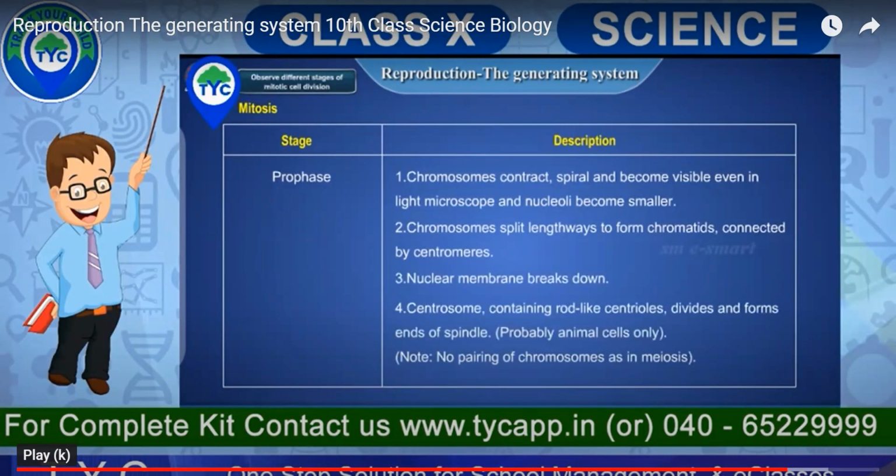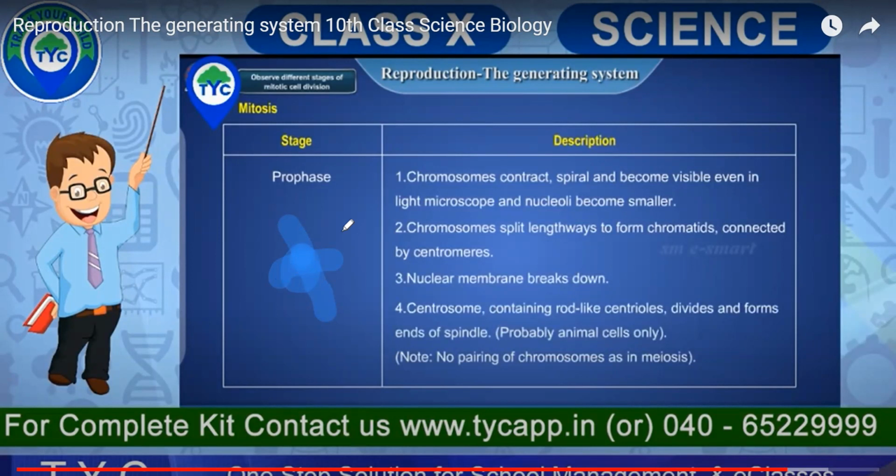These chromosomes split lengthwise to form chromatids connected by a centromere. In the picture, if you have seen, it was a thread-like structure. If I can show you, it was like this. This was thick, and in between you could see a round centromere, like this, which divides it into two equal parts, so that both the cells get equal material.